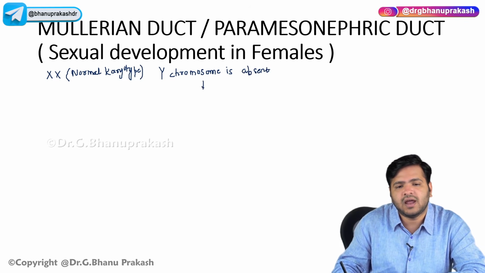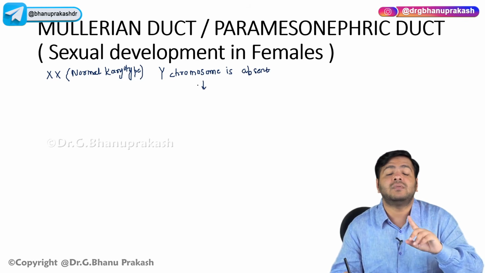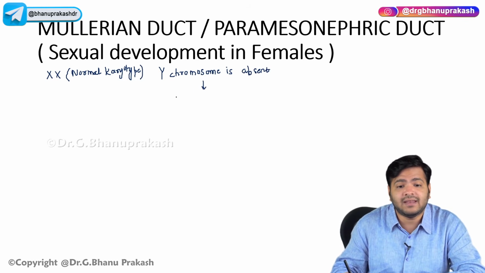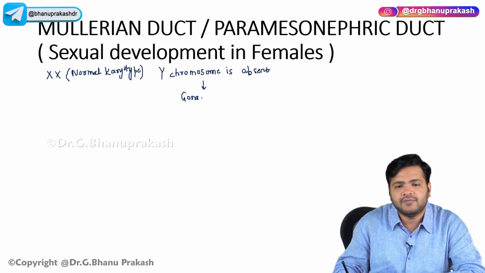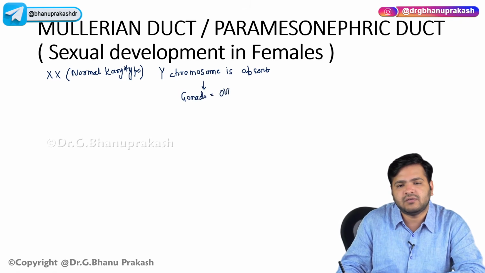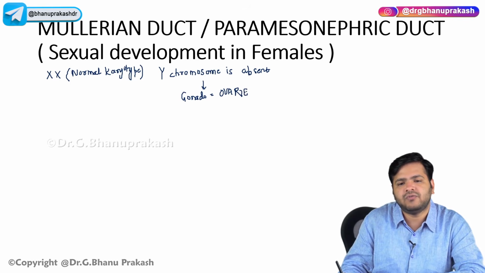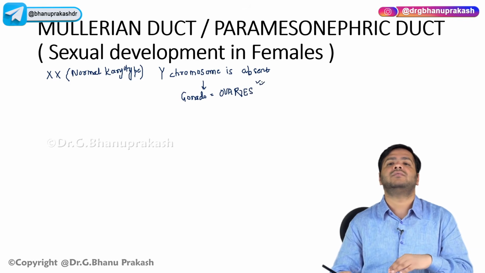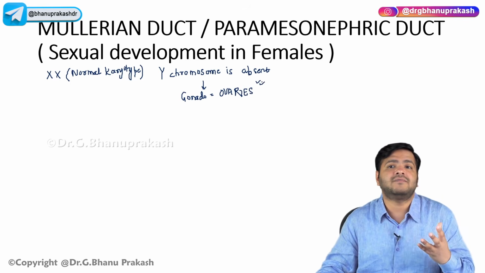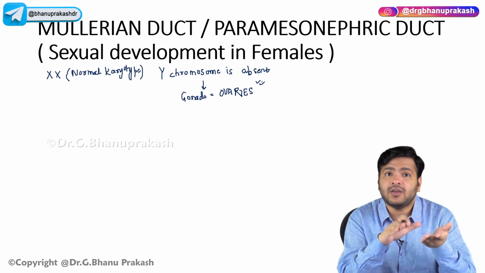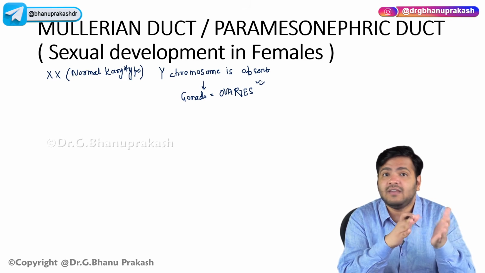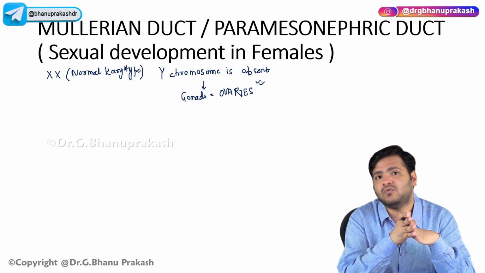So what will be the gonads? Since the Y chromosome is absent, the gonads will be ovaries over here, right? So you already know the presence or absence of the Y chromosome determines which gonad is present. If the Y chromosome is present, it is the testis. If the Y chromosome is absent, it is the ovaries.